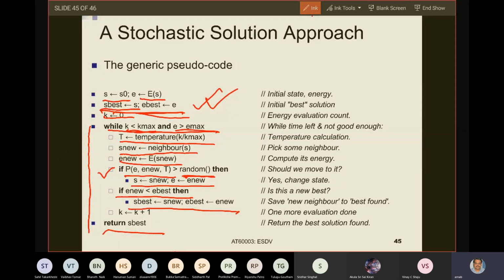Have you understood the simulated annealing approach? Any questions on this? Hello? Are you with me? Yes, sir. Have you understood the solution approach? Yes, sir.